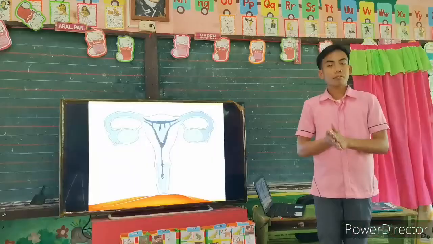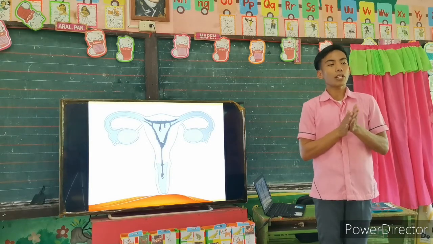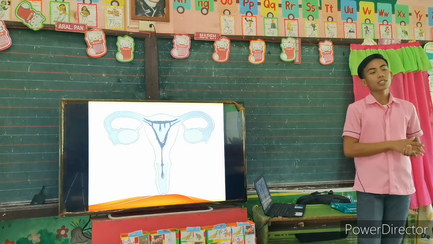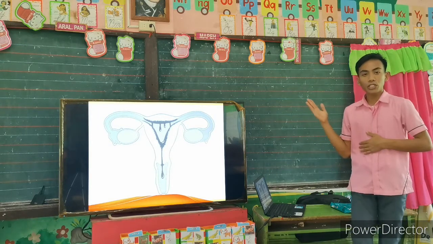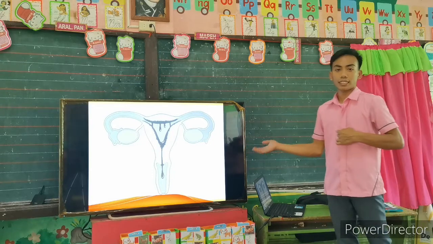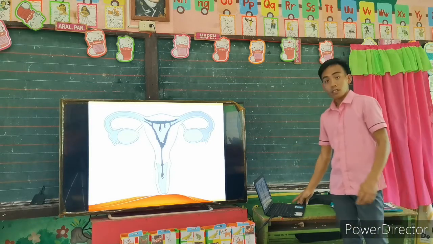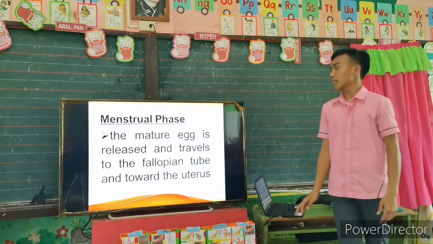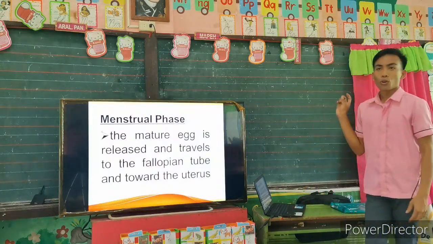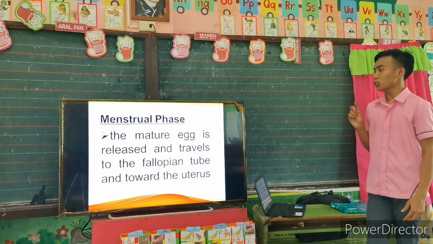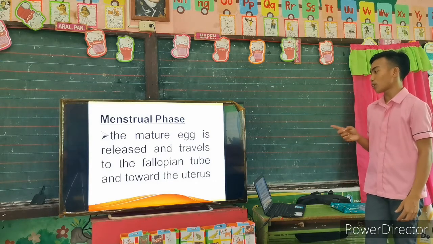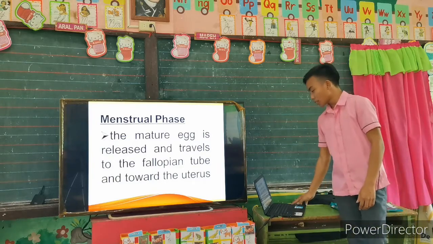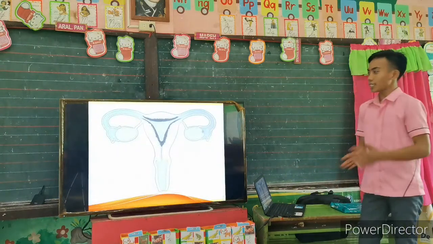Yes, very good. Okay, class, I have here pictures and I want you to identify what phases of menstrual cycle are the following. The first one is, what phase is this? Okay. Mavigel. Okay, very good. This is a menstrual phase. So, when we say menstrual phase, the mature egg is released and travels to the fallopian tube and toward the uterus. Okay, very good.